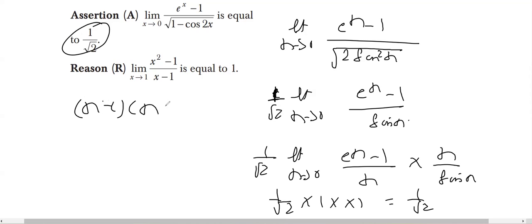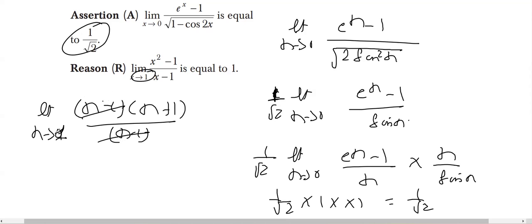Now coming to the reason, I can see that it can be factorized. Again, it is in the form of 0 by 0. So we must factorize it. So if I reduce this, what we are getting? X plus 1, right? And here the limit x tends to 1, not 0. So if I plug in x as 1, we are getting 1 plus 1, that is equal to 2, and it is saying 1. So here the reason is correct. So in that case, the correct option should be C.